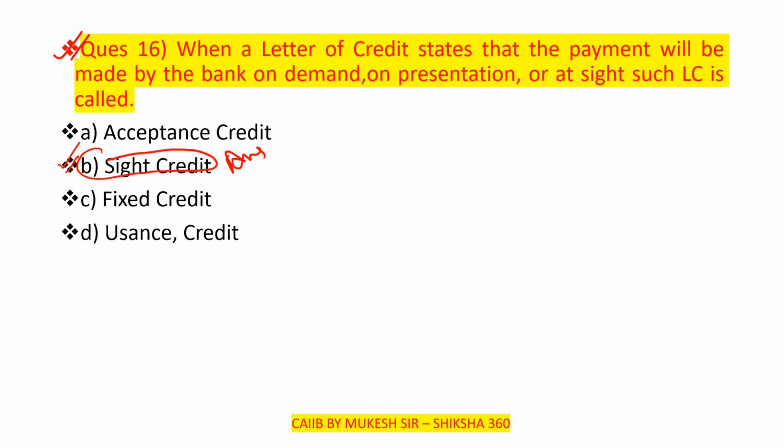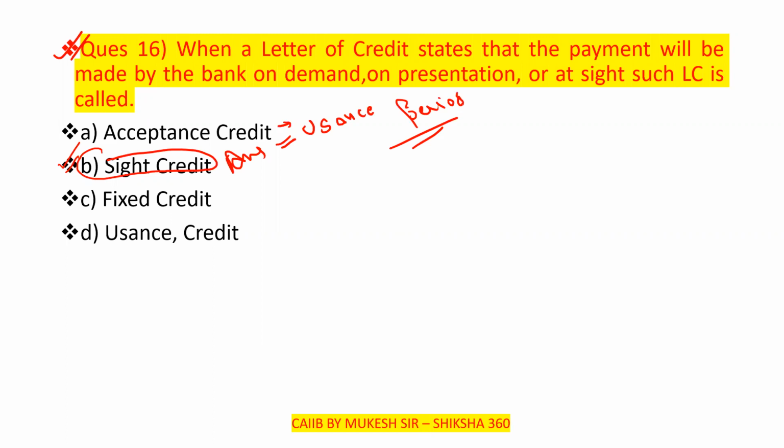Regarding that, clear? What is sight, and what is acceptance LC? Under the acceptance credit, there is a usance period, which means you will get the payment after some time. That is basically the acceptance credit.